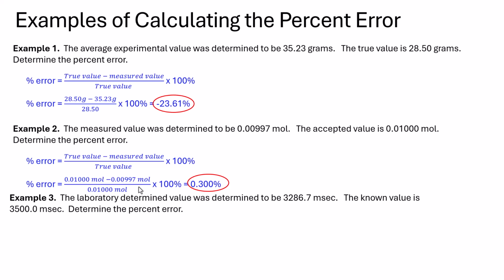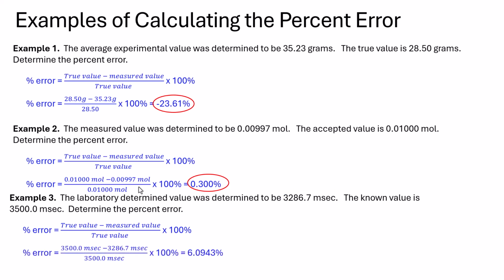Okay. The laboratory determined value was 3,286.7 milliseconds. The known value, which would be the accepted value, is 3,500 milliseconds. Determine the percent error. So again, it's just a plug and chug. Okay. Known value is the true or accepted value. Experimental value is the laboratory value. Plug the numbers in, and we get 6.0943%. And again, did we adhere to the proper number of significant figures? 5 here, 5 here, 5 here. So we're good. Okay.